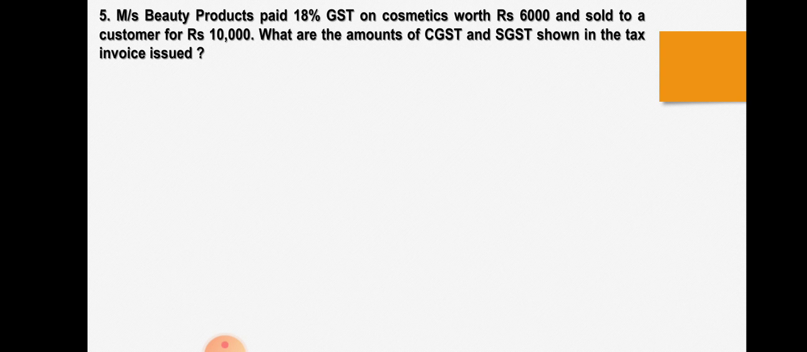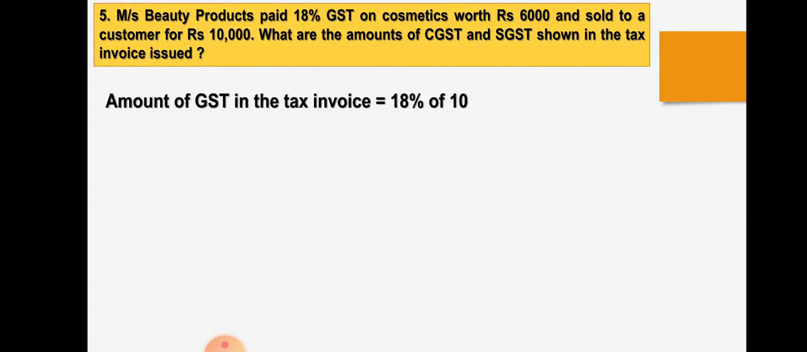Tax invoice means bill, and the bill is issued to the customer. So for the customer the amount of that particular product is 10,000. So we'll find the amount of GST charged on 10,000 rupees. Amount of GST in the tax invoice is 18% of 10,000. It will be 18 multiplied by, the zeros will get cancelled, and you will get 1800. So the amount of GST charged in a tax invoice is 1800 rupees. 18% of 10,000 is 1800 rupees.